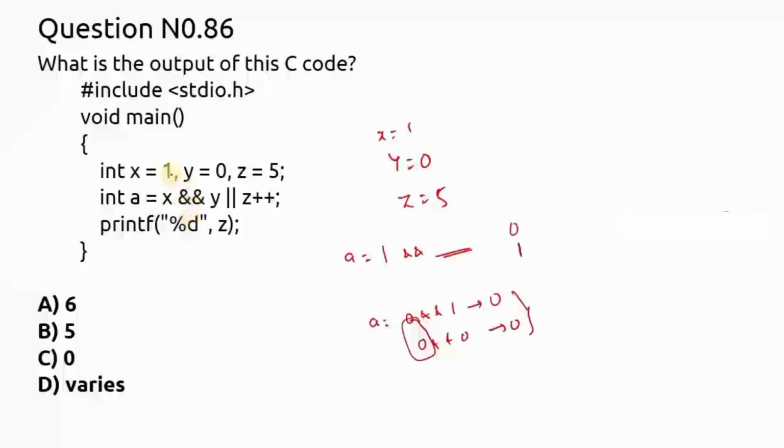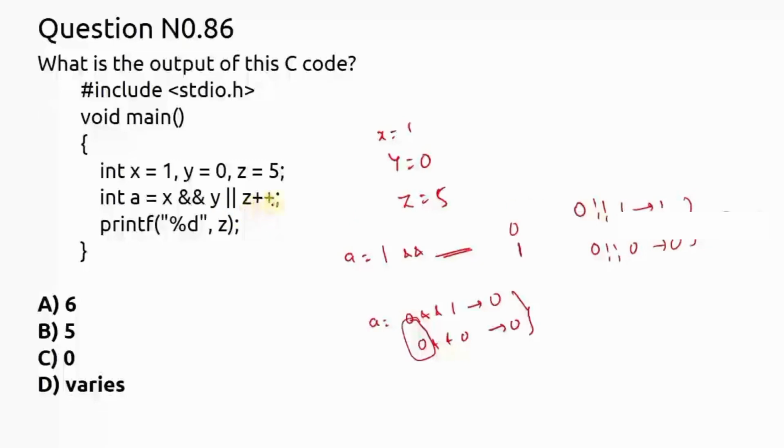Now if you see here, what is the x value? 1. So 1 and, that means it depends on this value. So now it goes to this value, that is y. What is the y value? 0. Now here you can say 0 or r. So what is r actually? If both are 0 then only 0, otherwise 1. Here you have 1, the value is 1. Here you have 0, the value is 0. That means the value here is dependent on this one. So that's why this has to be executed.